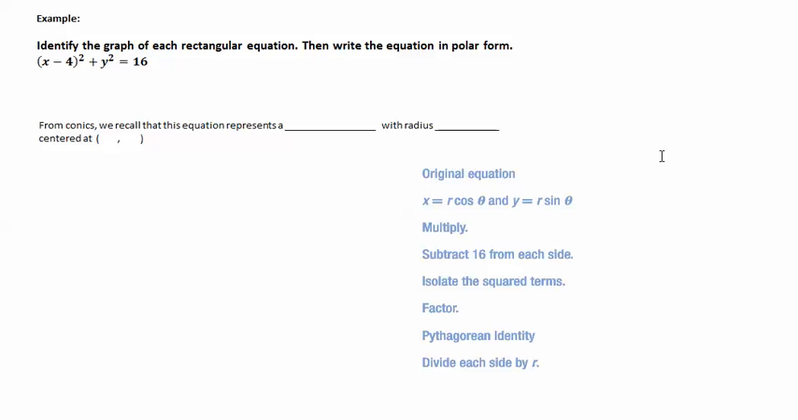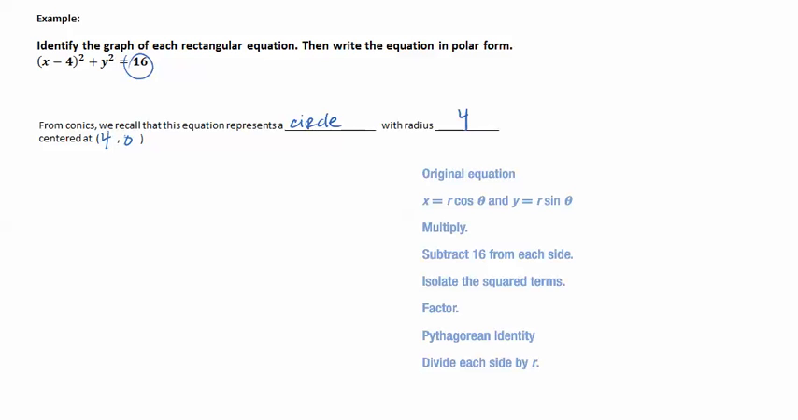Let's do another example. So this example says identify the graph of each rectangular equation, then write the equation in polar form. So this one, we are given the equation x minus 4 squared plus y squared equals 16. Just looking at that equation, we should remember from conics that this equation represents a circle, x squared plus y squared, those make circles, and this one has a radius of 4. We're looking at the square root of that value in order to come up with our radius, and it is centered at 4, 0.